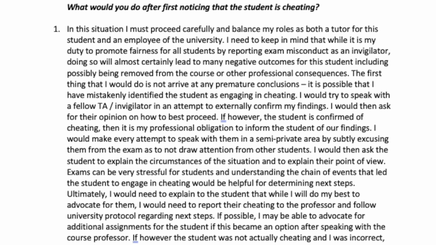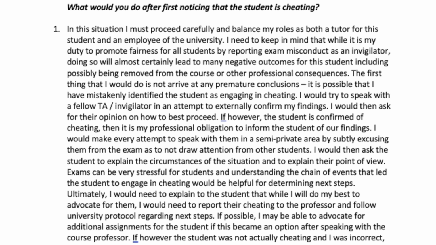If, however, the student is confirmed of cheating, then it is my professional obligation to inform the student of our findings. I would make every attempt to speak with them in a semi-private area by subtly excusing them from the exam so as not to draw attention from other students. I would then ask the student to explain the circumstances of the situation and their point of view. Exams can be very stressful for students, and understanding the chain of events that led the student to engage in cheating would be helpful in determining the next steps.